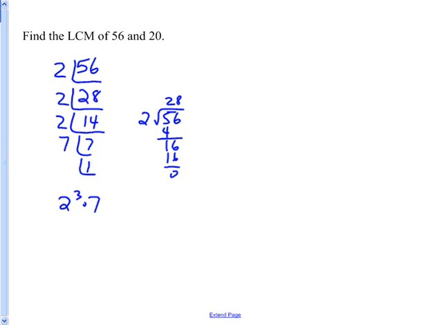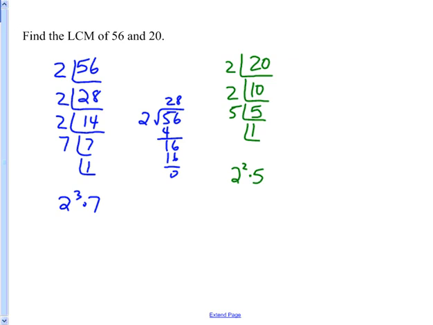If I look at 20, once again it ends in a 0, so 2 goes in there 10 times. And once again it ends in a 0, so 2 goes in there 5 times. And 5 is prime, so it's 5 times 1. So the factors of 20 are 2 times 2 times 5, or 2 squared times 5. So now I'm ready to find my lowest common multiple.